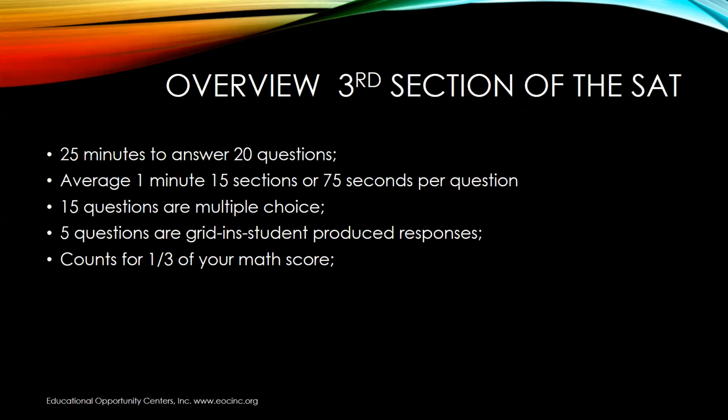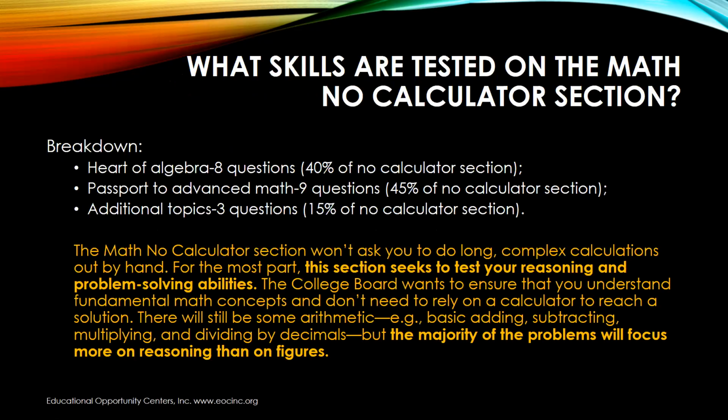First of all, the third section that you're doing for homework, you have 25 minutes to answer 20 questions. That provides you about 1 minute and 15 seconds per question, or 75 seconds. 15 questions are multiple choice, which means the answer is one of the 4 choices. 5 questions will be grid-ins, which means you have to figure it out and put it in. Here's the interesting part. There are 2 math sections. This section only counts for 1/3 of your score though. The calculator section has a greater bearing.